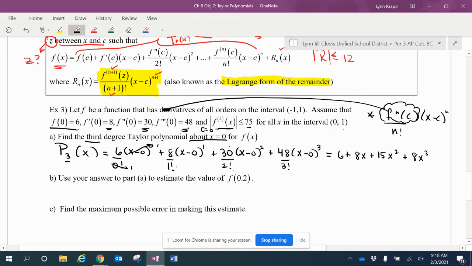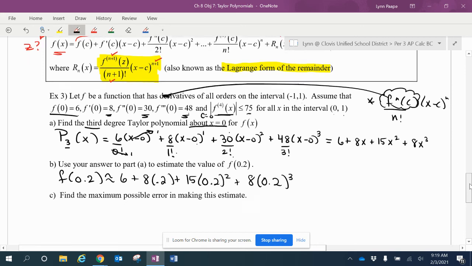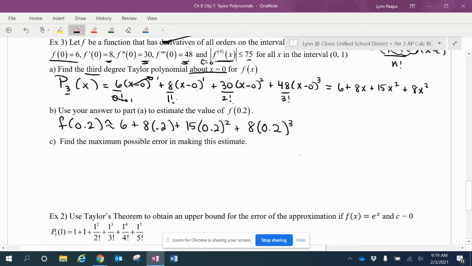And then now use your answer from part A to estimate the value of f of 0.2. So f of 0.2 would be about equal to 6 plus 8 times 0.2 plus 15 times 0.2 squared, and then plus 8 times 0.2 cubed. And then just like a Riemann sum, you would not want to actually multiply that out. You would leave it just like that. You obviously can multiply it out and add it out, but it is not something that you have to do.